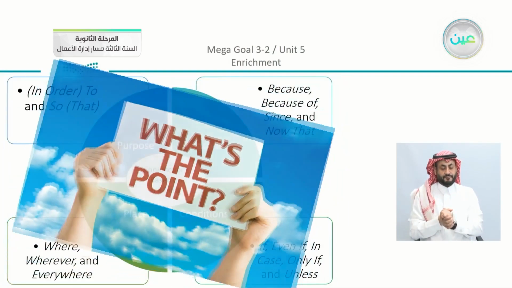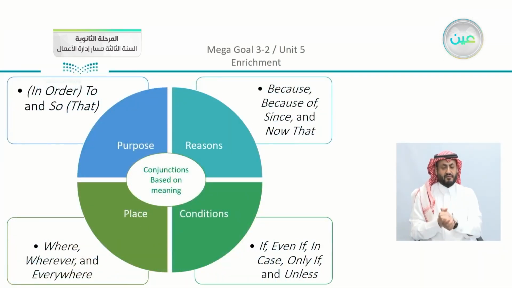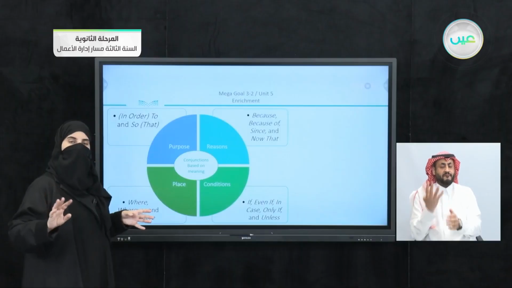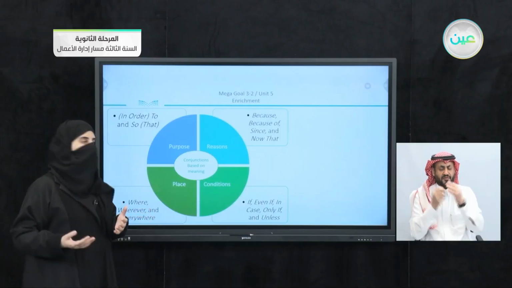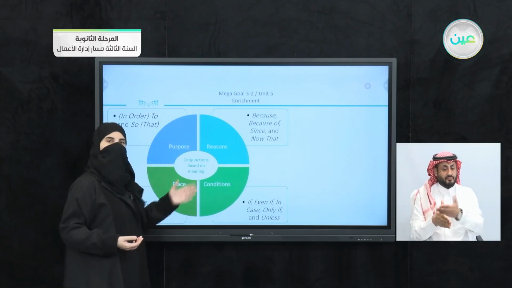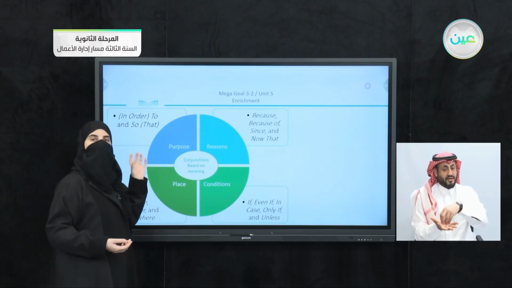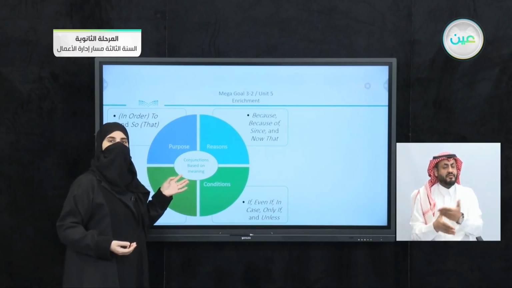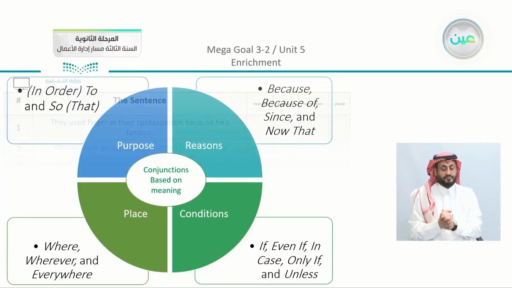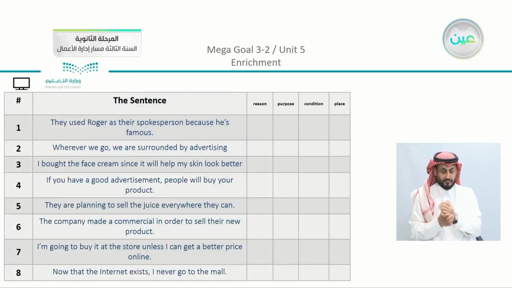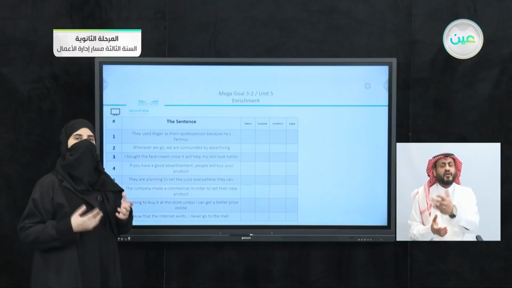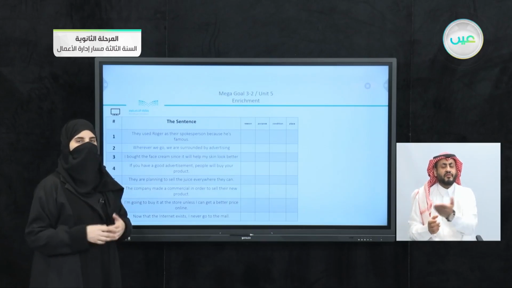So what's the point? Now you can see that we divided the types into 4 types. We can focus in our sentence on the reason or condition. We can also refer to a place or the purpose in the sentences. Now you can see in the table that we have the reason, the purpose, the condition, and the place. Now we're going to decide together what is meant in the sentence.